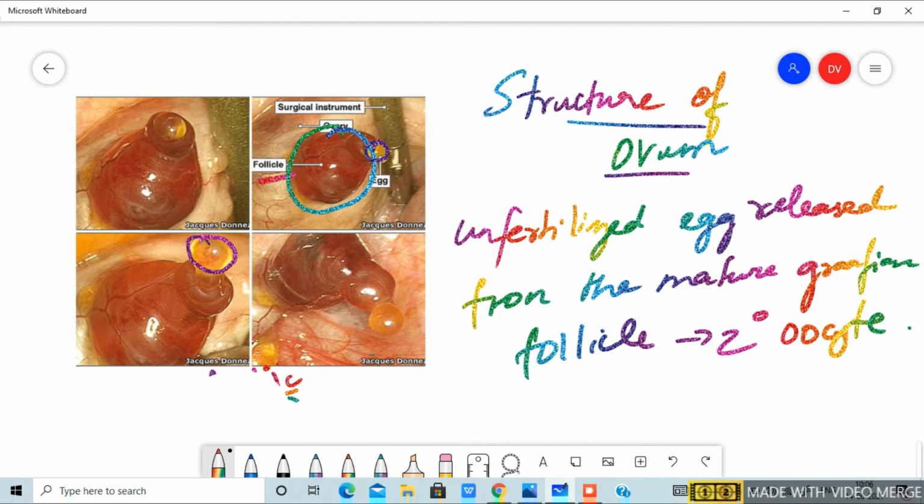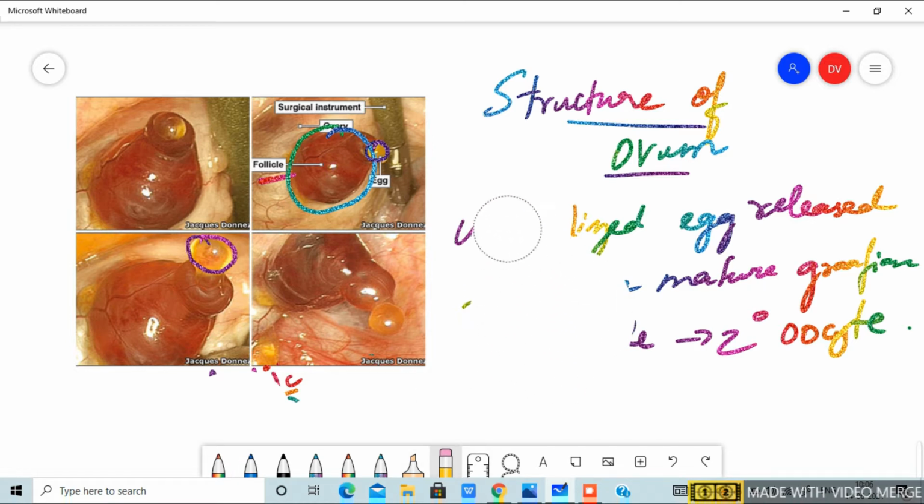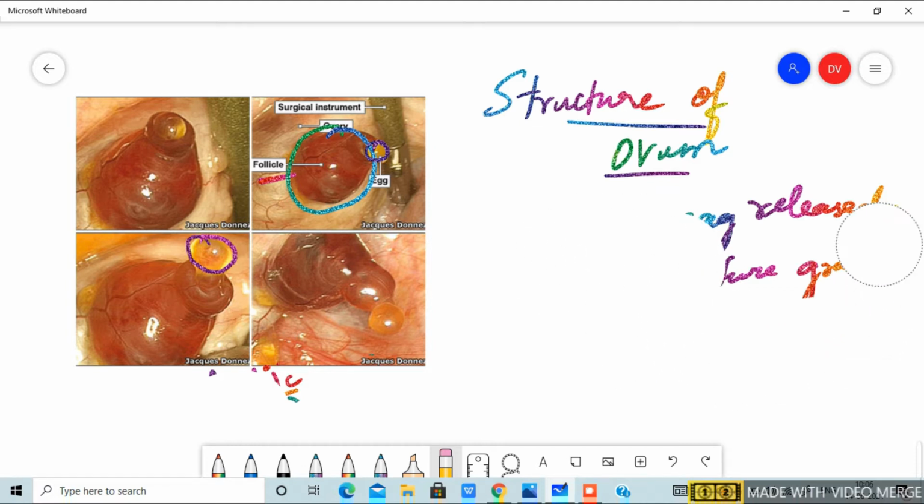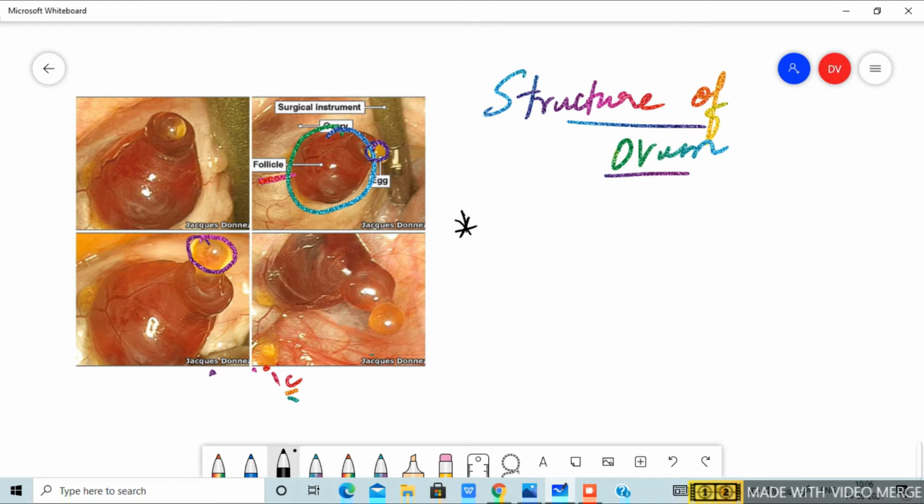Alright, so now let us discuss some characteristics of the ovum. If you take the size of the ovum, we call it the largest cell in the human body. It's roughly around 100 micrometers in diameter. And if you look at the shape, they are round and they are non-motile, guys.